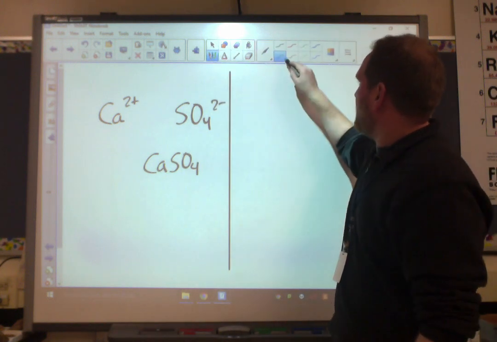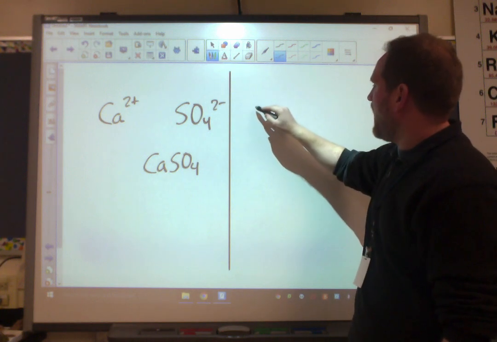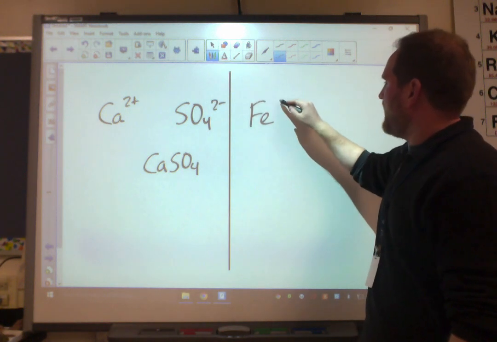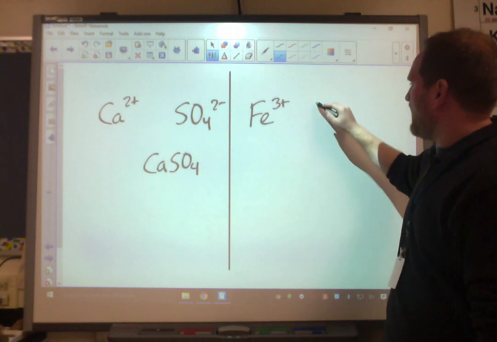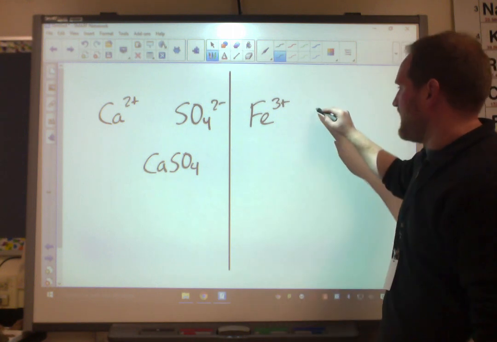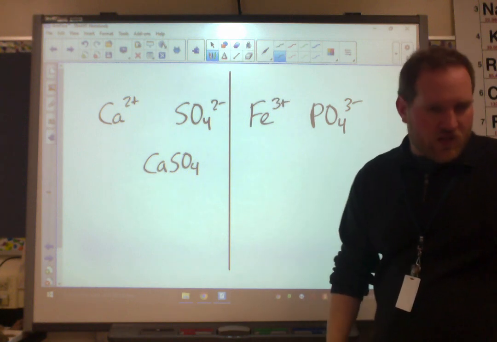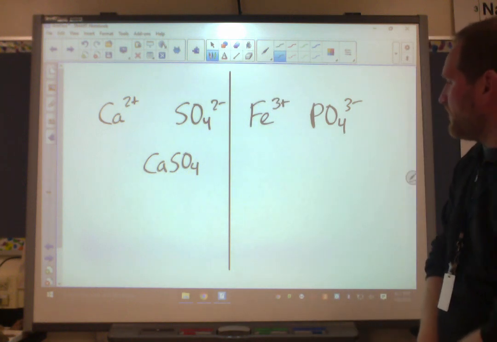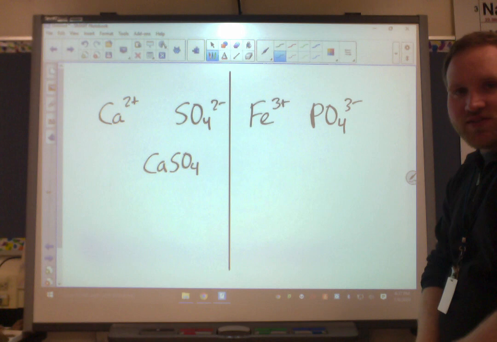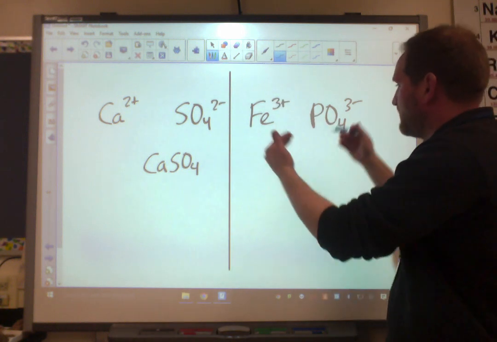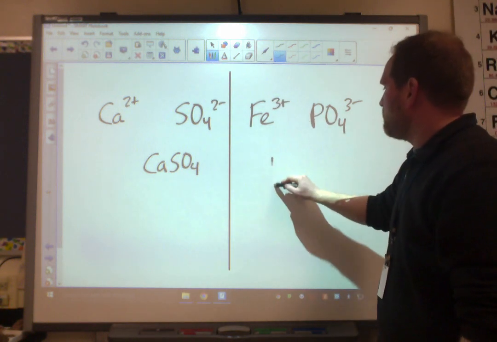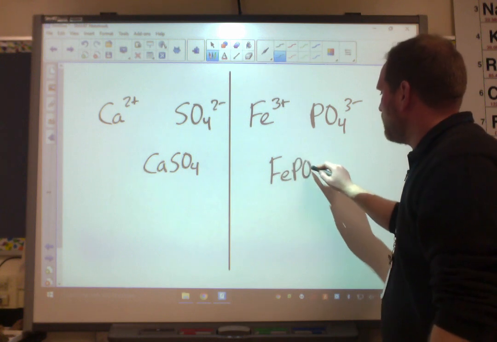Let's pretend we have iron with a 3+ charge bonding with phosphate, which is PO4, 3-. Again, I picked an example where the 3+ and the 3- are balanced. So if you want, you can even crisscross them, but then simplify it down. But this is just going to end up being FePO4.